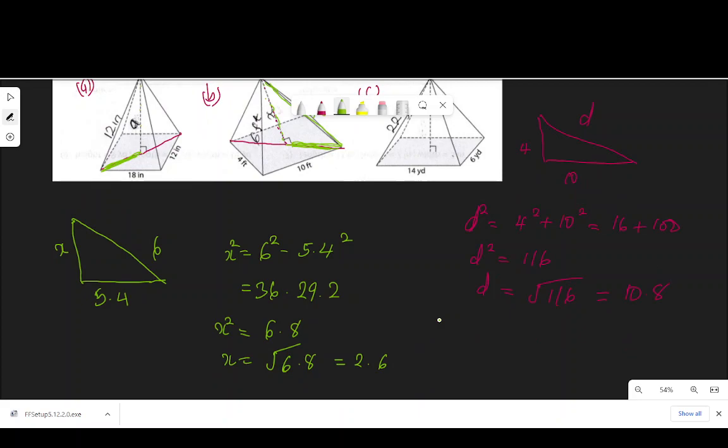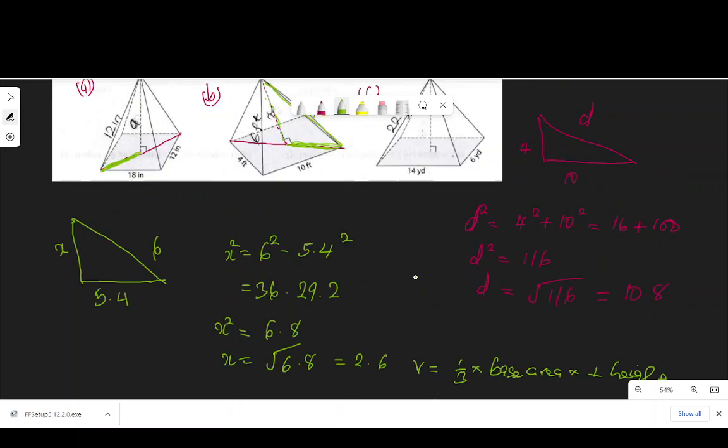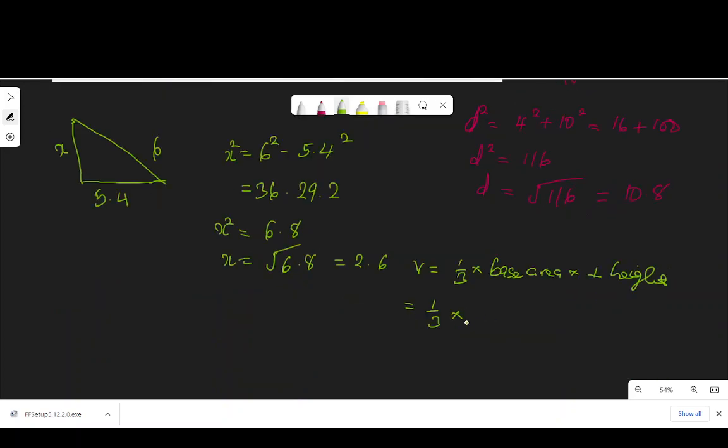With that information, we can get the volume, because volume is 1 over 3 times base area times perpendicular height. That would be 1 over 3 times the base area. The base is again a rectangle. The length is 10. The width is 4. So length times breadth, 10 times 4, times the perpendicular height, which you calculated to be 2.6.